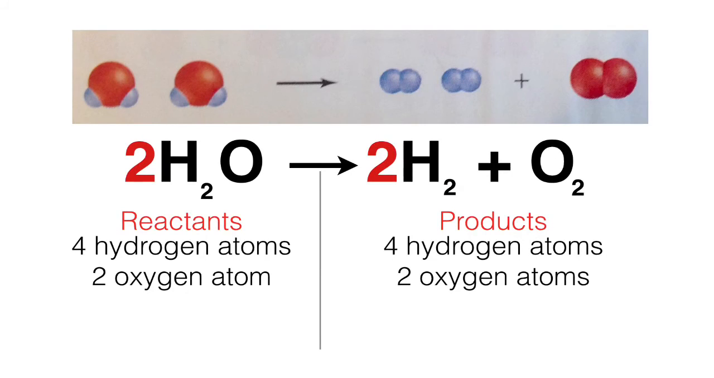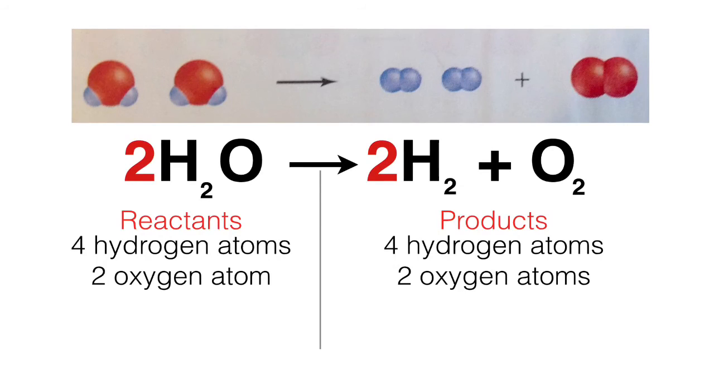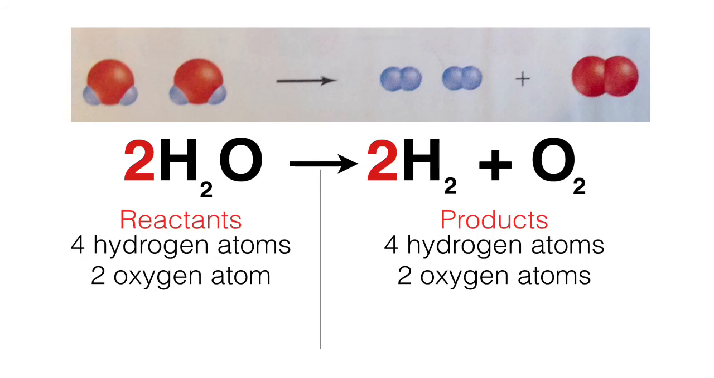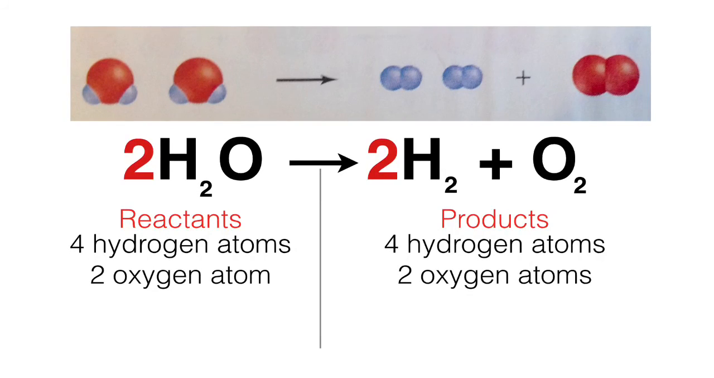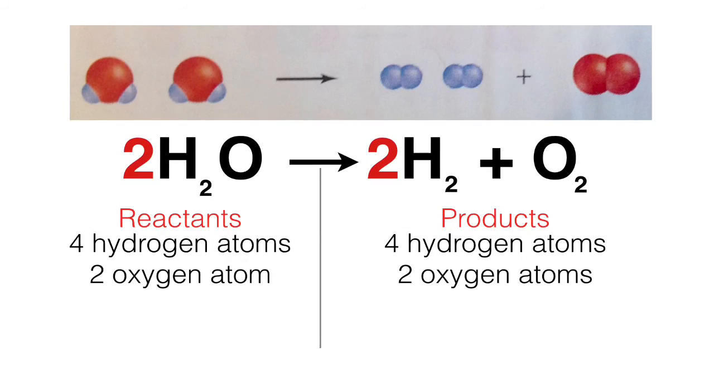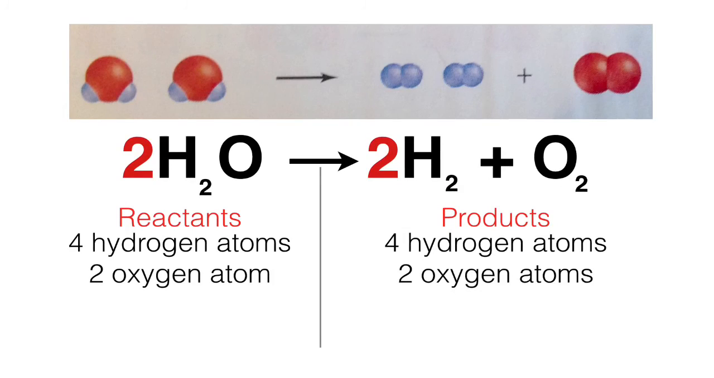On our product side, the 2 coefficient is just in front of the hydrogen gas, so that is only applied to the hydrogen, not the oxygens. So we have 4 hydrogen atoms and still 2 oxygen atoms. Now as we compare the atoms on both sides of our equation, we can see we have the same number. We've satisfied the law of conservation of mass. The ending mass is the same as the starting mass.